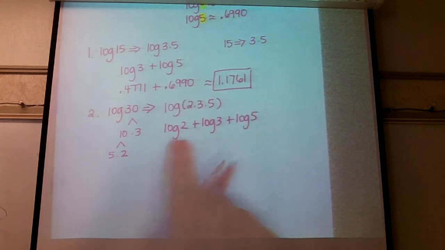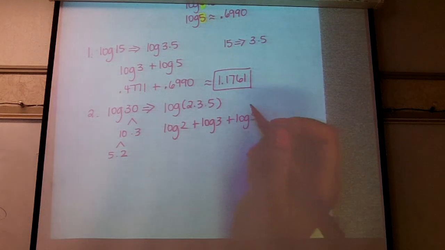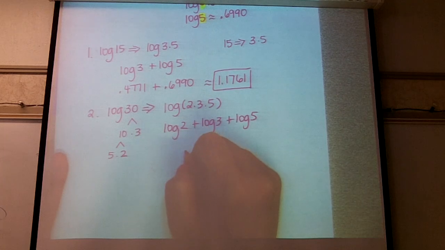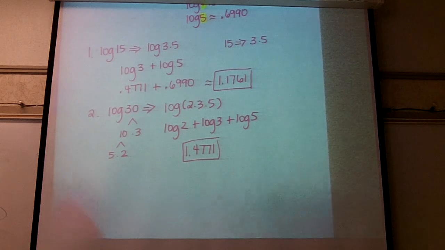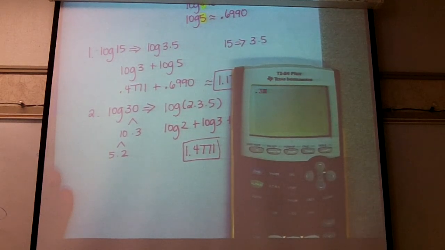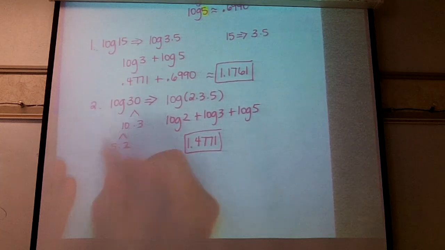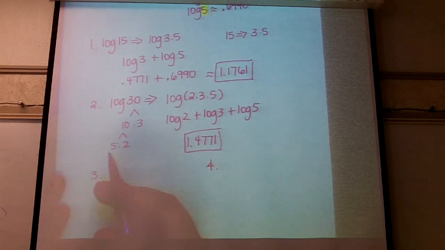And just a friendly reminder, these are all log base 10. Common logs that you can do on your calculator, but we gave you decimals instead. So when you add those all together, you should get this. Okay, just add them up on your calculator. 0.301 plus 0.4771 plus 0.6990. So that's how I got 1.4771.